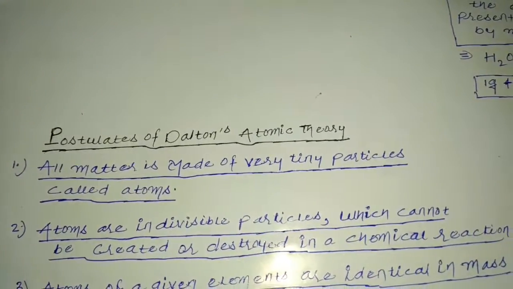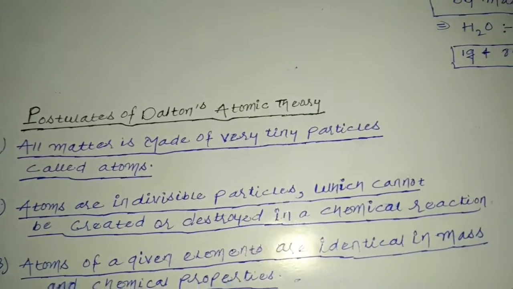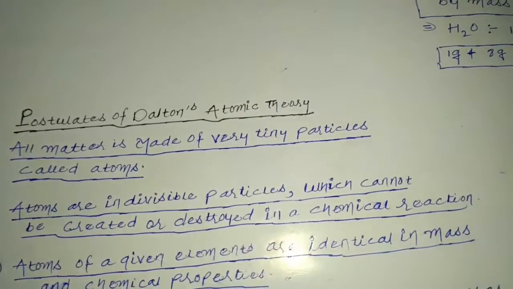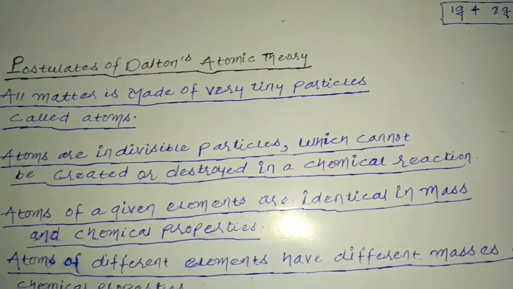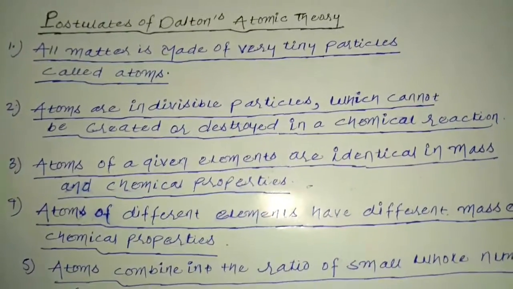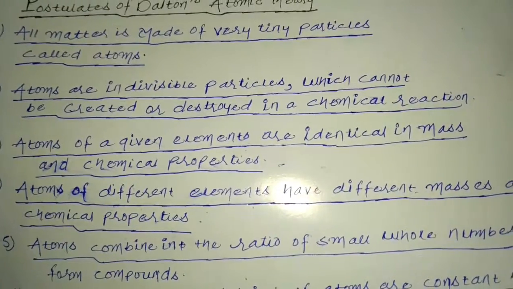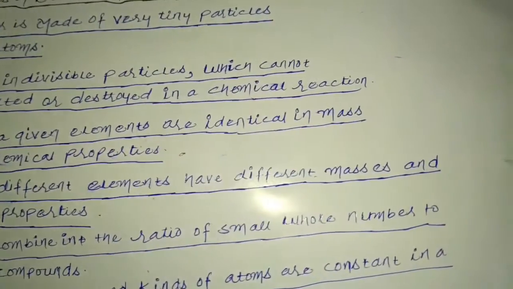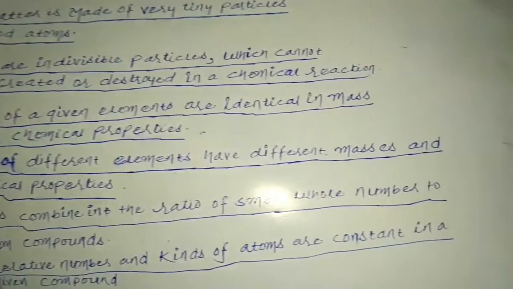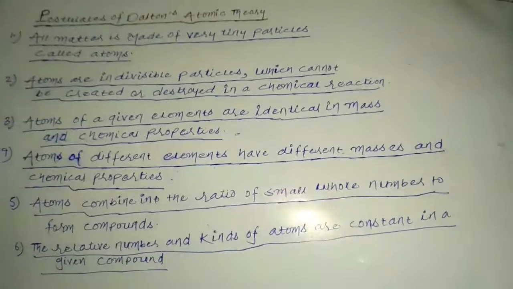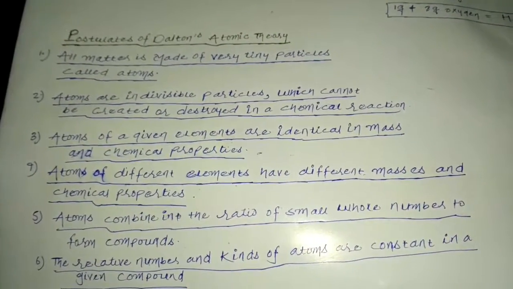All matter is made up of very tiny particles called atoms. Atoms are individual particles which cannot be created or destroyed in a chemical reaction. Atoms of a given element are identical in mass and chemical properties. Atoms of different elements have different mass and chemical properties. Atoms combine in the ratio of small whole numbers to form compounds. The relative number and kinds of atoms are constant in a given compound. And these are the postulates of Dalton's atomic theory. I hope you have got it.